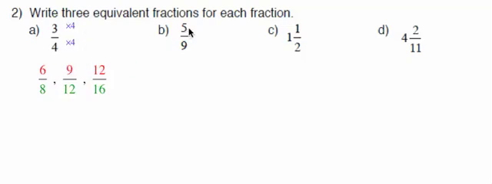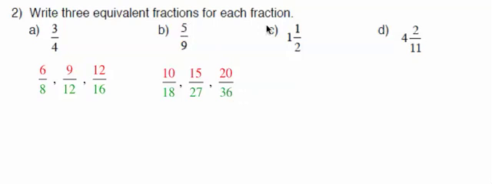Okay, over here, I'm going to do the same thing. I'm going to do 5 times 2, 9 times 2, which is 10/18. 5 times 3, 9 times 3, which is 15/27. 5 times 4, 9 times 4, which is going to be 20/36. And you can multiply the top and bottom by anything you like.